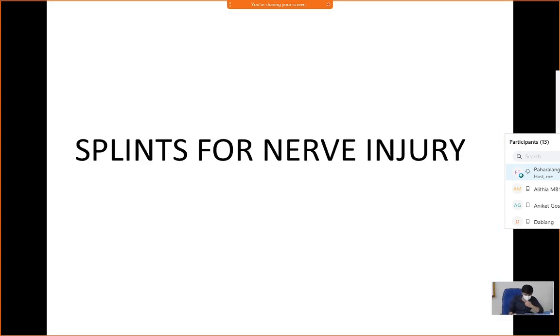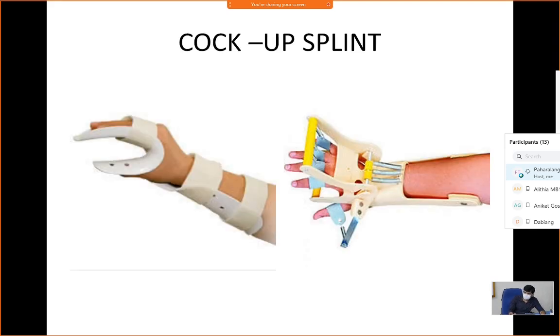Splint for nerve injuries. There are specific splints for nerve injuries. This is the cock-up splint. This is for radial nerve injury. In radial nerve injury, you all know there is a wrist drop. So the wrist goes into palmar flexion, and if you don't give the splint, then there will be contracture of the palmar, meaning volar, muscles, and the wrist will be fixed in palmar flexion. So you have to give a cock-up splint to keep the wrist in neutral position.